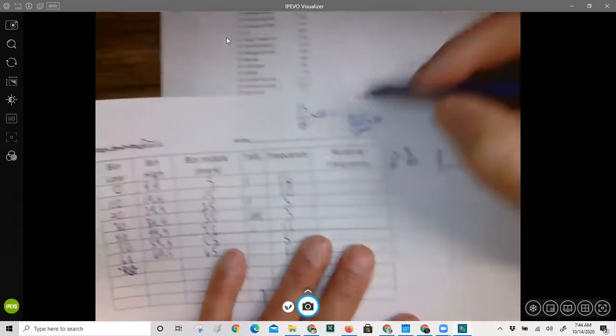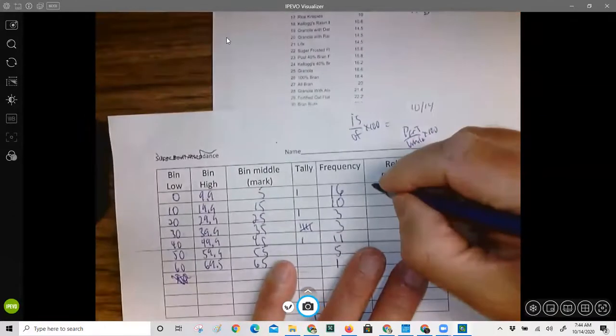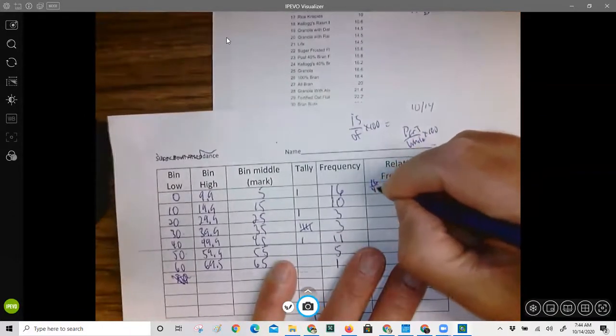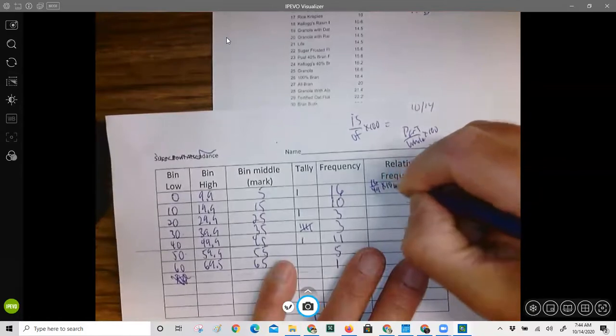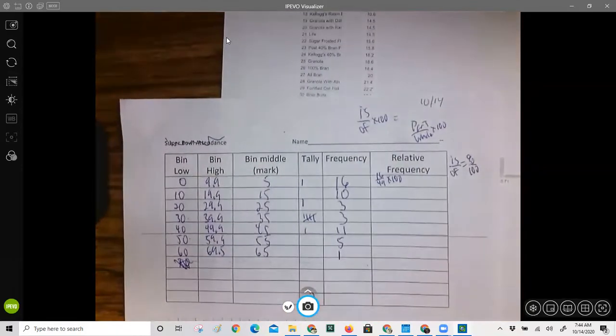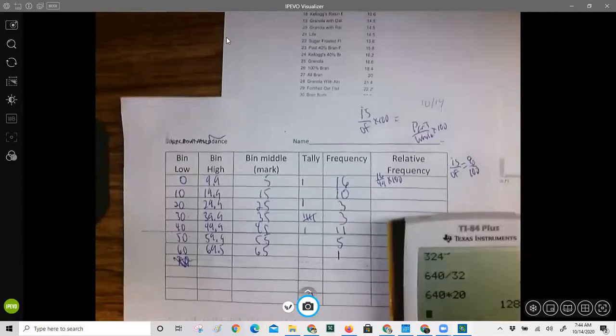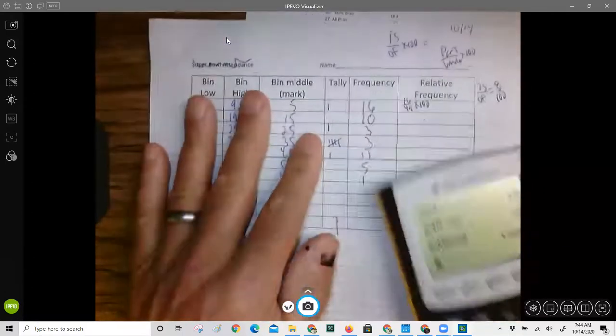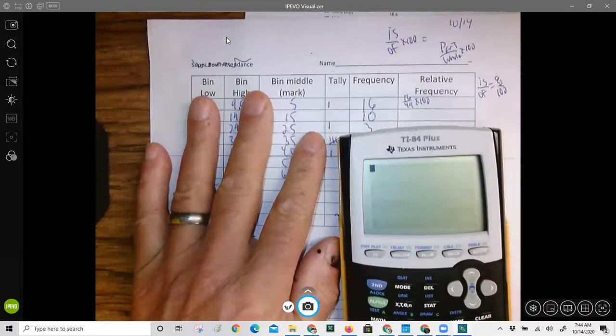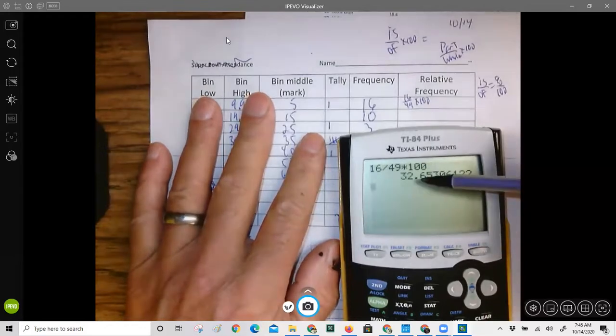I think for this situation, one of these is easier. So 16 divided by 49 times 100. Why did I divide by 49? I hope you said because there's 49 kinds of cereal. Why is 16 on top? Because there's 16 in that bin, all right? So let's see. I don't know if you can see my calculator, but I'm going to do 16 divided by 49 times 100, and that gives me 32.7.